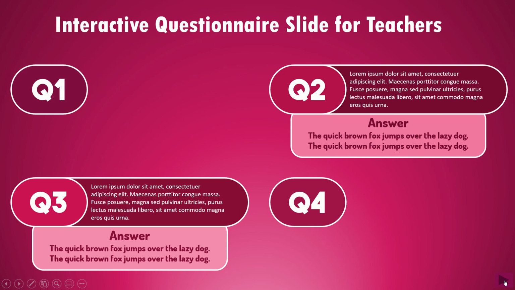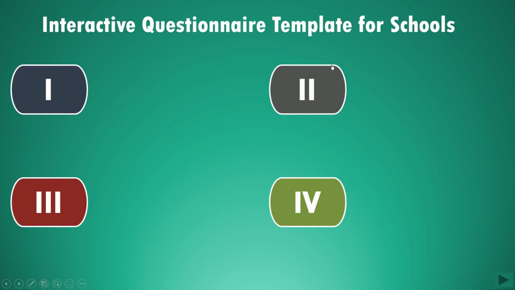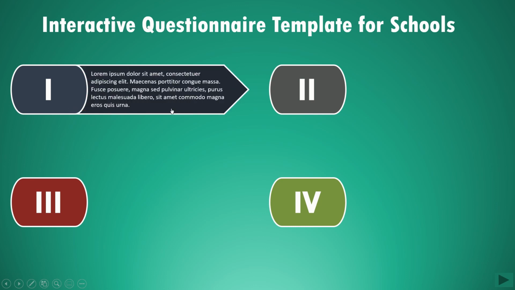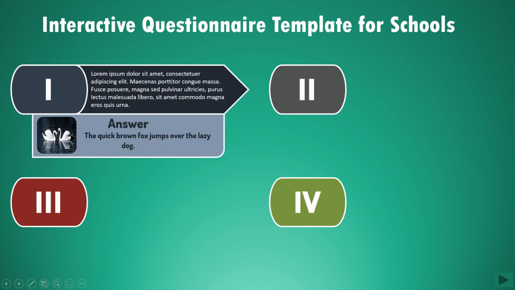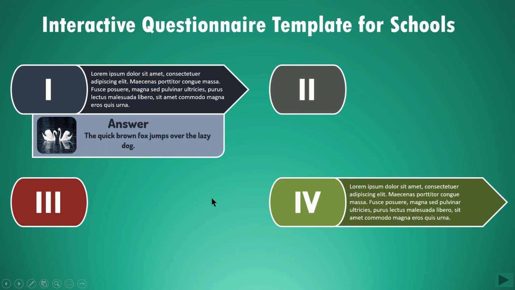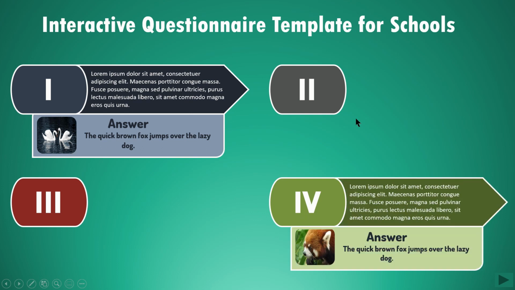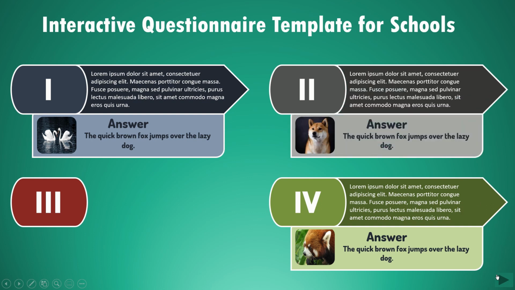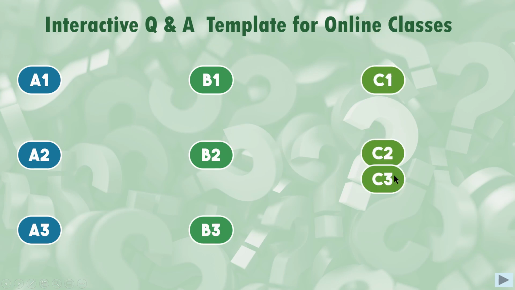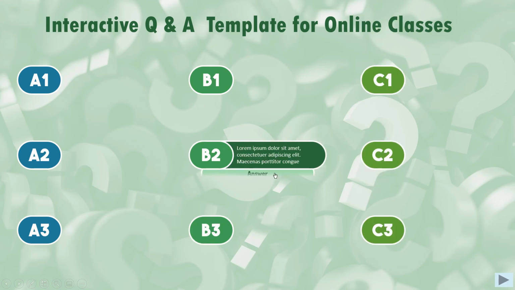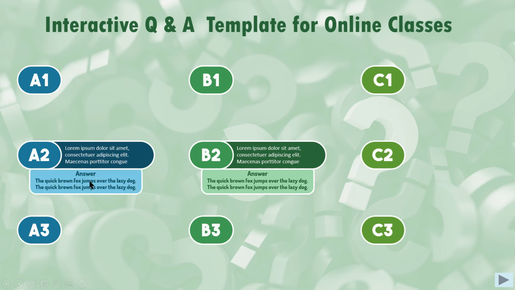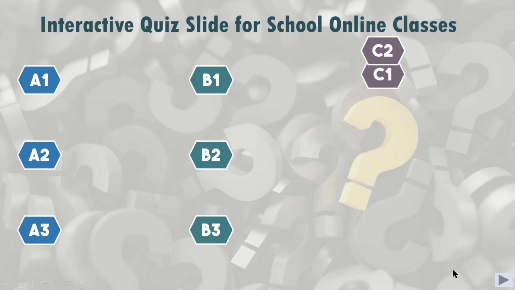Similarly, I made different colors and different shapes. You can even put pictures in the template. So on click it will reveal the questions and the answers. This is 4 options. I have made a few more slides. These have 9 options. If you have 9 questions, it will be useful for this kind of template. Okay, let's learn how to make this in PowerPoint.